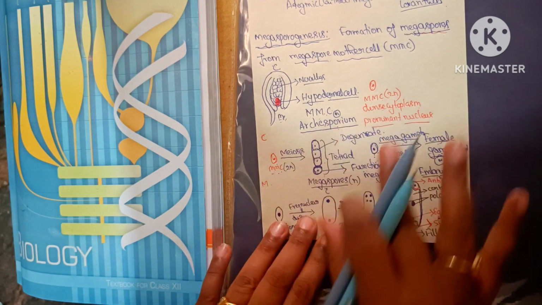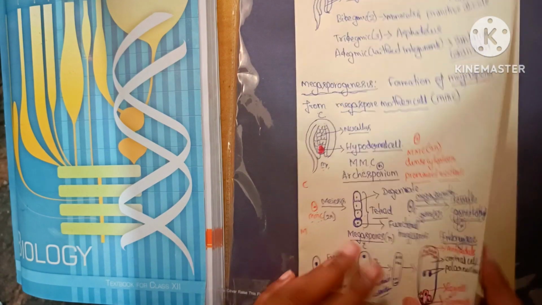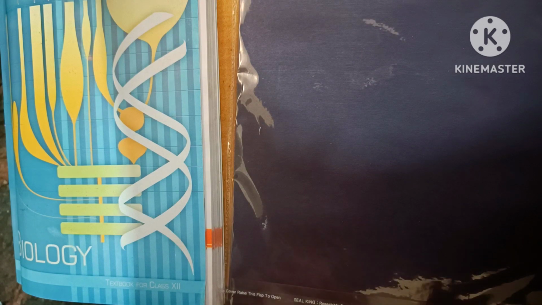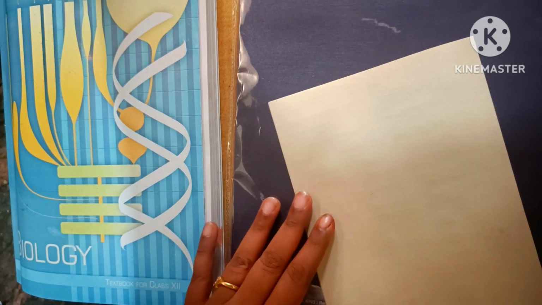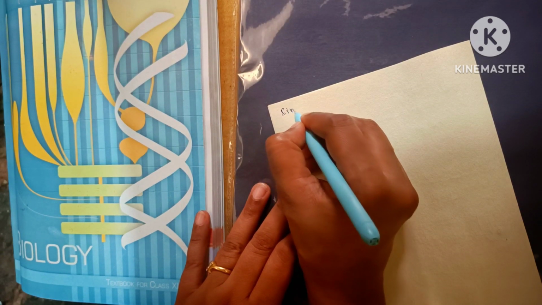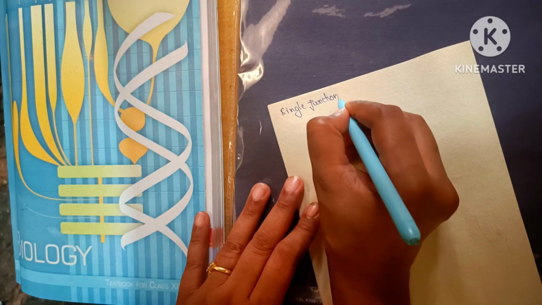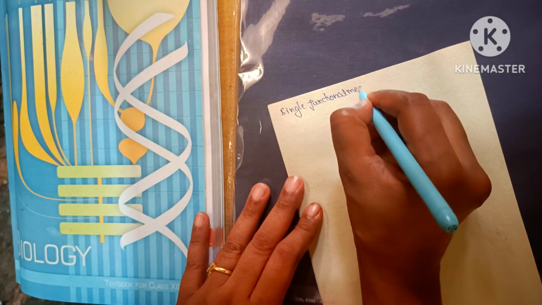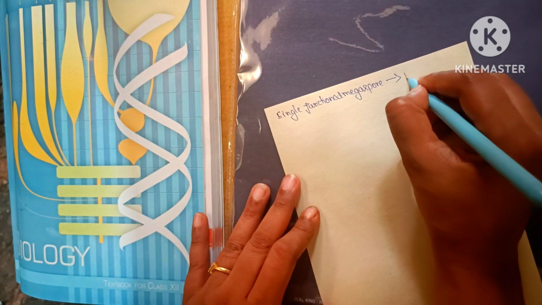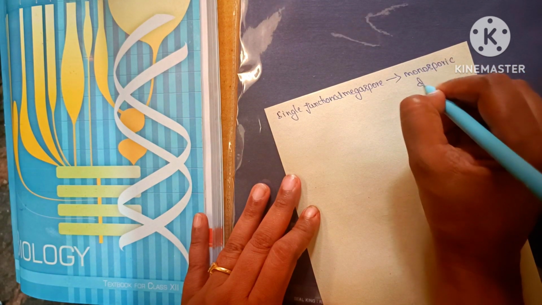Now, some few more things we need to understand regarding the development of embryo sac. During the course of this study, we have understood that the embryo sac is developed from a single functional megaspore. So, this development is called monosporic development.